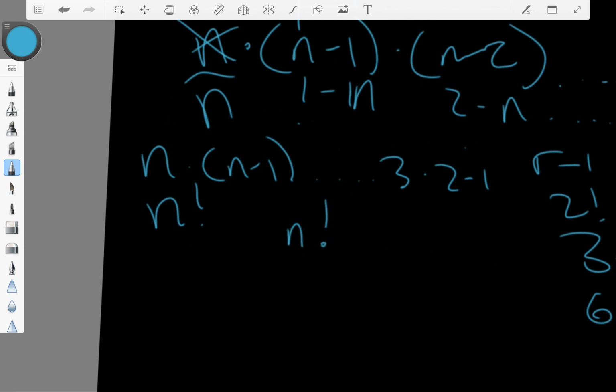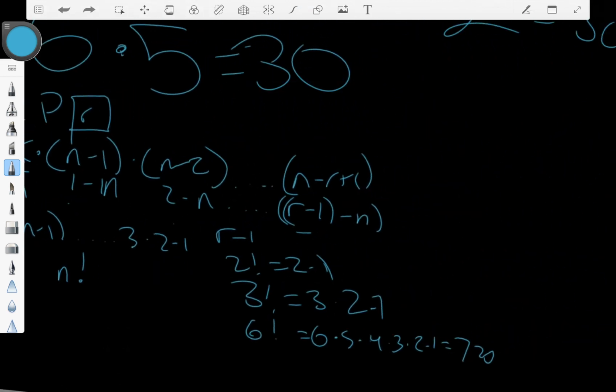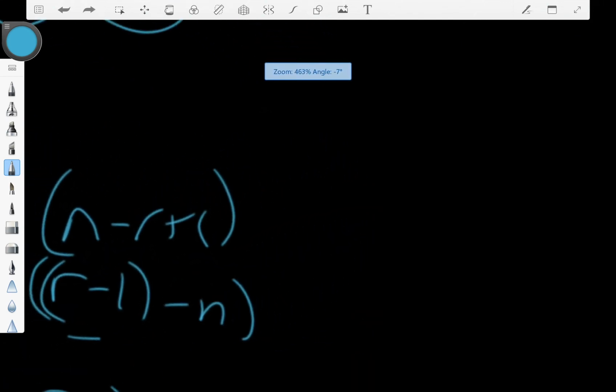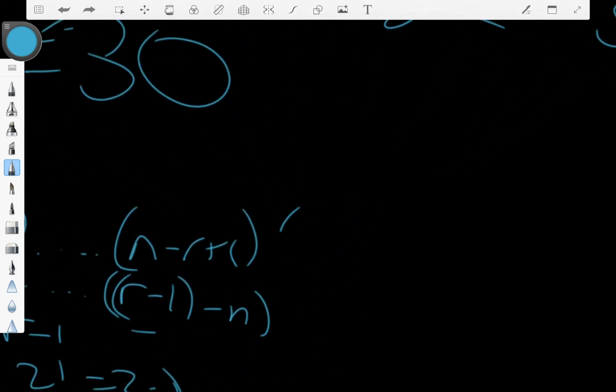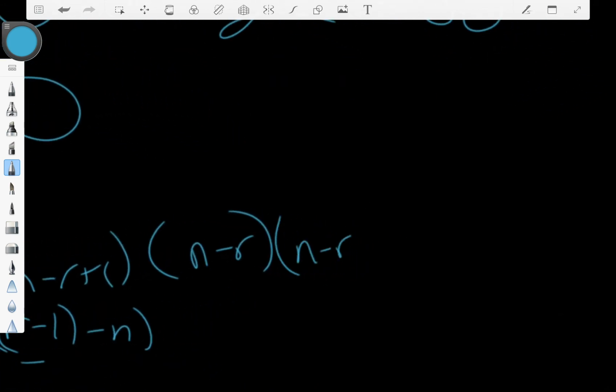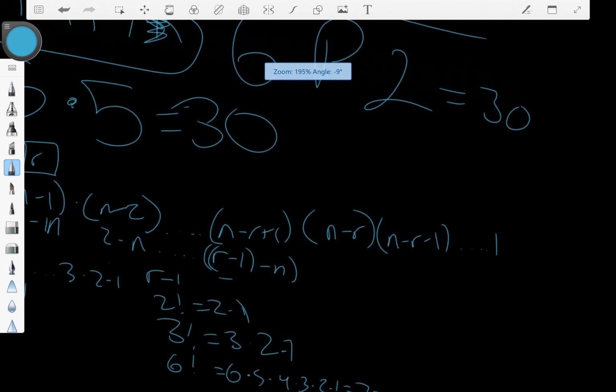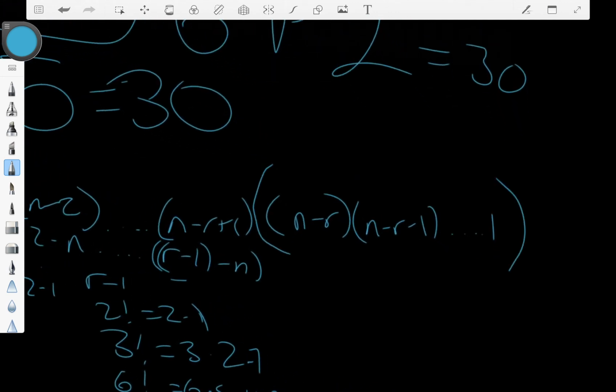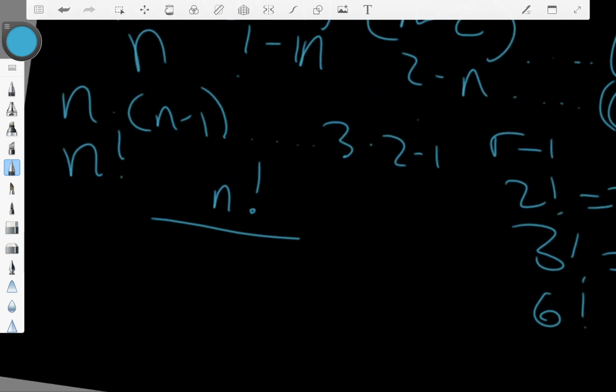Anyways, so we start with n factorial, right? But then we need to remove the terms up to how far? Well, this is n minus r plus 1. So then what would the next term be in n factorial? Well, it would be n minus r, right? And n minus r minus 1 all the way up to 1, right? So how can we format this? Because we want to divide n factorial by this so that we get what we want. Well, this is just n minus r factorial, right? Because you're subtracting 1 until you get to 1. So it's n factorial, and then we divide by n minus r factorial. And this is the general form for permutations.